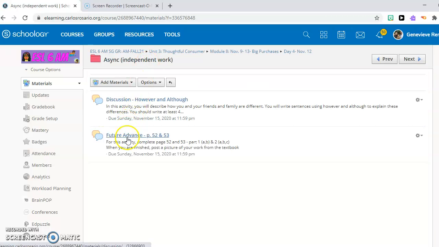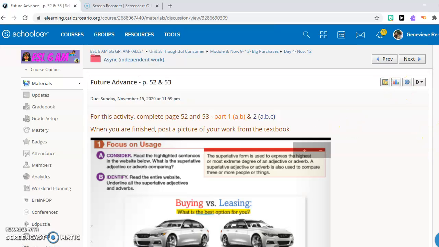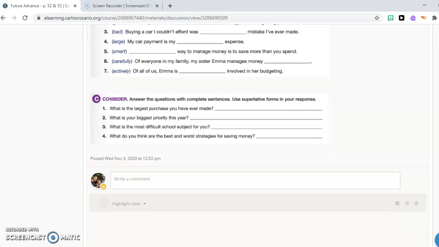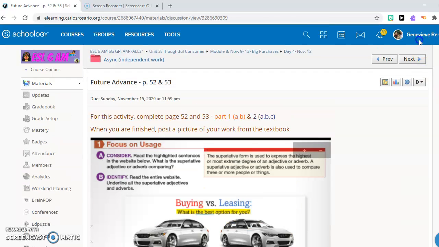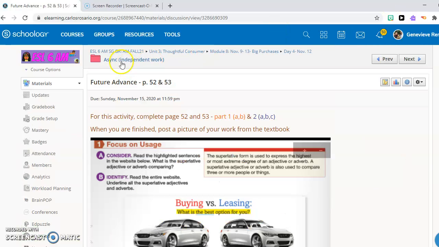Second async assignment is in your book. You will complete page 52, part 1, A and B, and part 2, A, B, C. Okay? And when you're finished, take a picture, upload the picture in Schoology. And that's it for async.